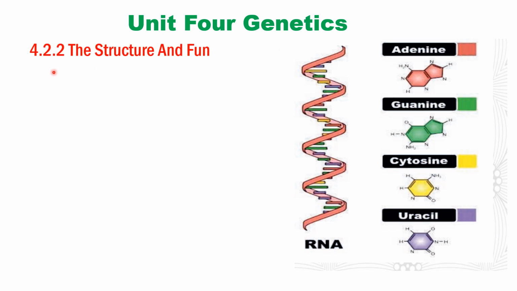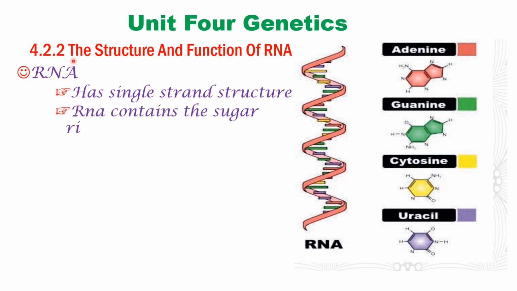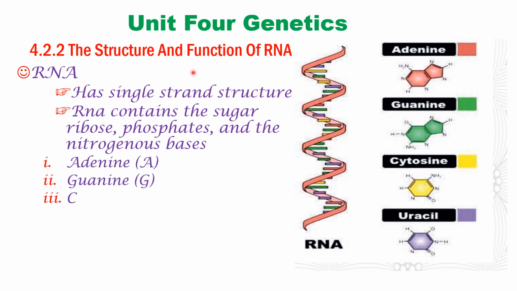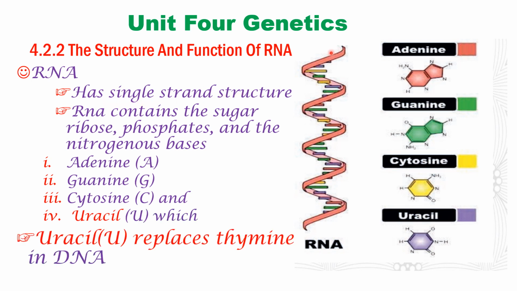In today's class, we'll talk about the structure and function of RNA. RNA has a single strand, as opposed to DNA. As you remember, the structure of DNA is double-stranded and twisted, whereas RNA is single-stranded, which means it has only one line of arrangement. Also, RNA contains the sugar ribose.